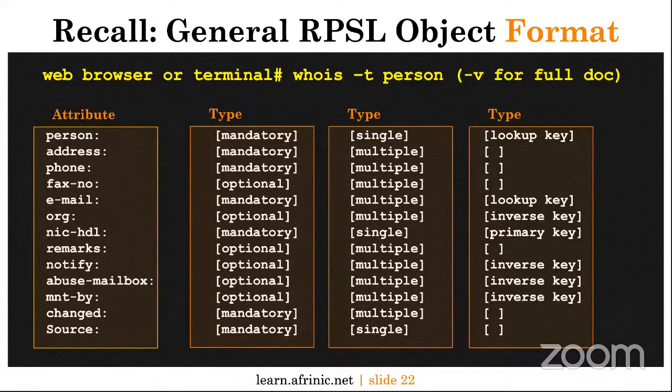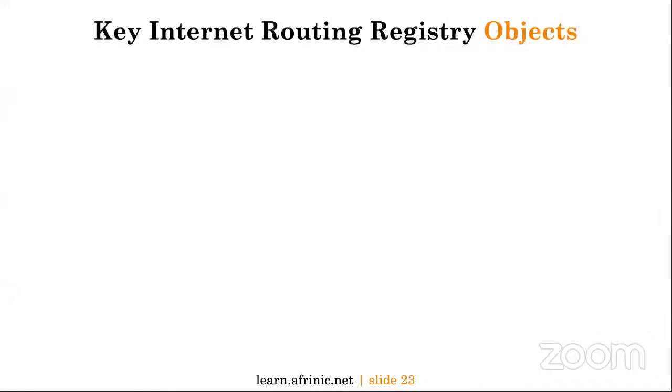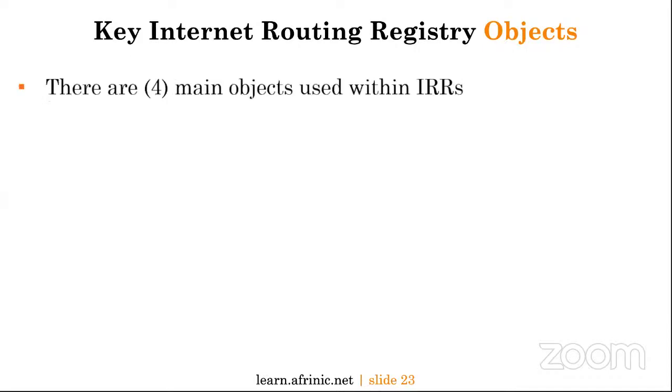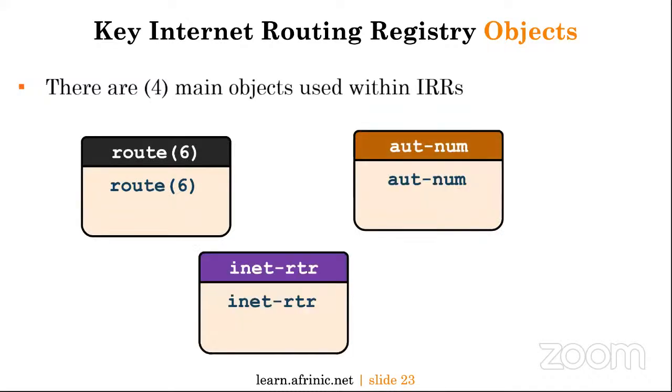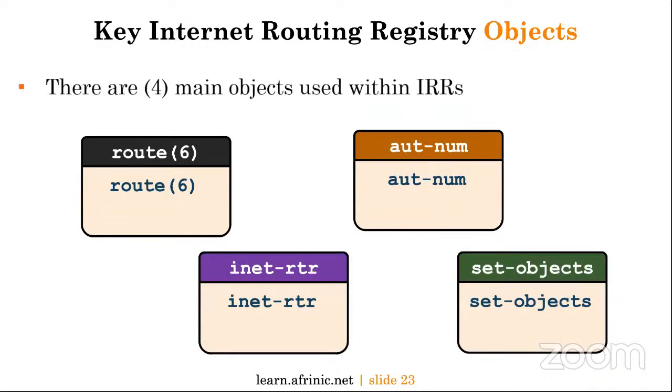So it could be a lookup key which you can use to query the object in a database, but the lookup key is not unique basically. But the primary key is a unique key to that object, and the inverse key is what you can use to search where that object is referenced within the database. So there are actually 8 Internet registry objects, but there are 4 if you combine everything into a route, route6, for example, an aut-num, an inet-rtr, and set objects. That's why I said there are 4. But if you split the set objects up, you actually have 8 objects.